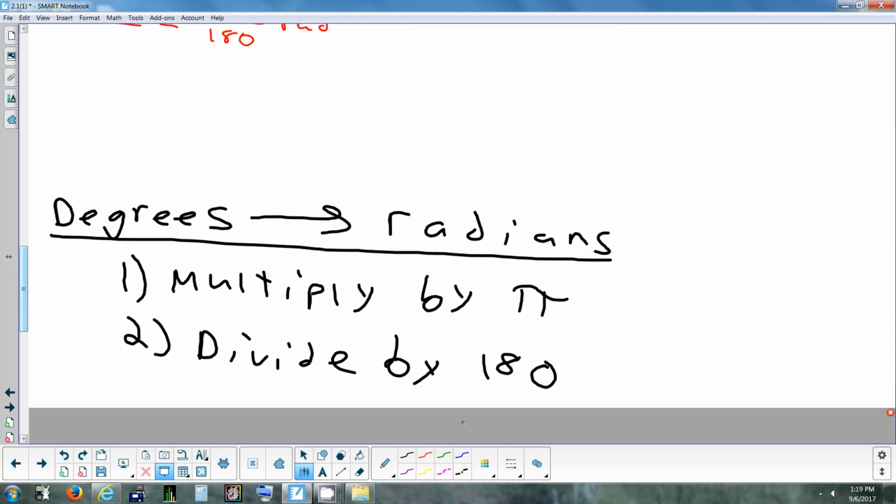And usually we don't write pi as 3.14. We just write the pi symbol. We don't round anything off unless the directions say to. So those are the 2 steps to change degrees to radians. There's also 2 steps to change radians to degrees.